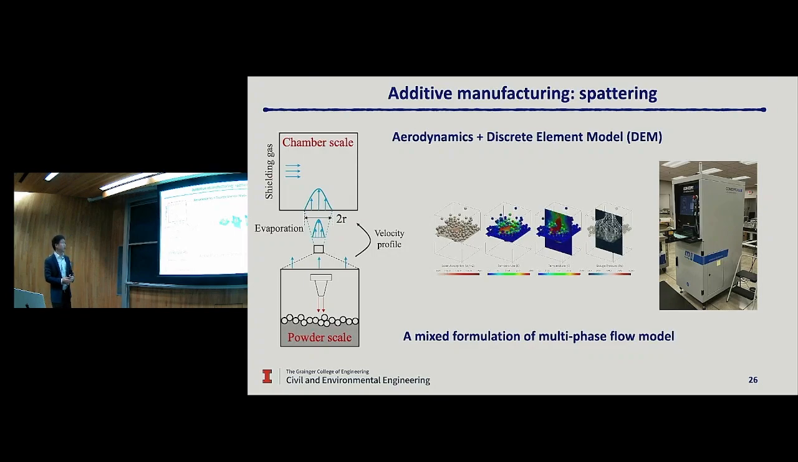Anyway, we have a multi-scale model, and at least we coupled the powder scale, the micro scale, and the chamber scale, the meter scale. Although it's a one-way coupling, at least you show some coupling there, right? We actually did some experiments at UIUC using a 3D printer donated by GE Additive, and I will show you some results.